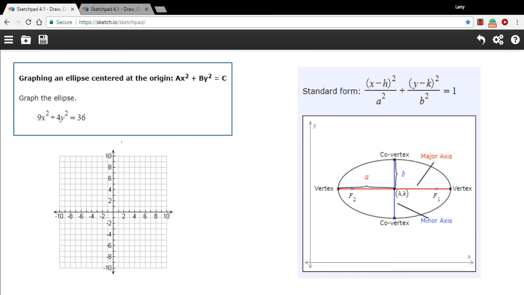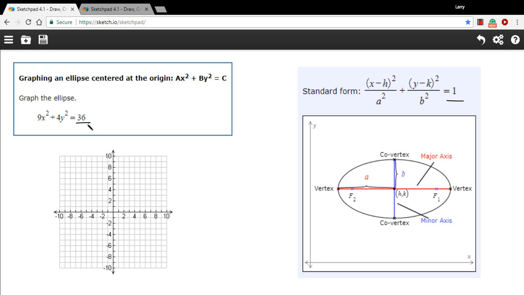In this problem, we are graphing more ellipses, and this time the equation is not given to us in standard form. So remember, in standard form, which is over here, it has to be set equal to 1. So when you see something like this as an equation for an ellipse, the first thing you should do is set this equal to 1.